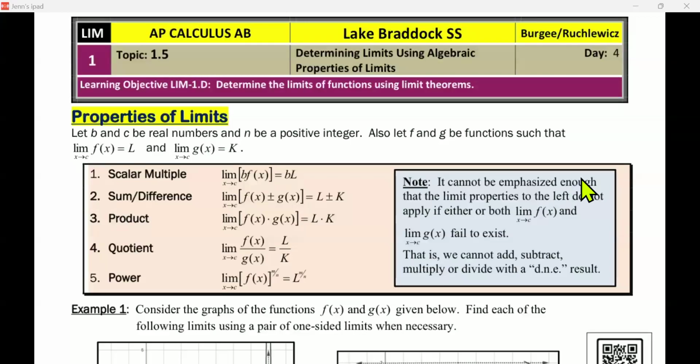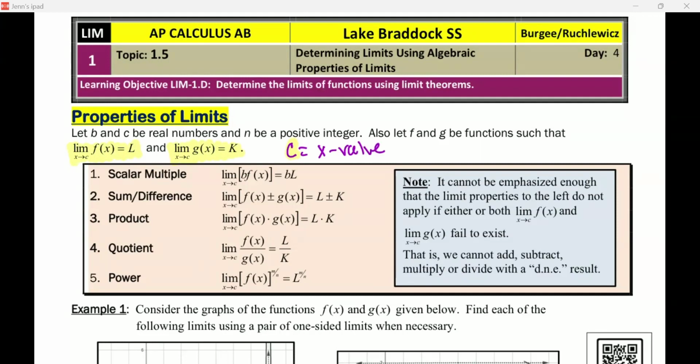So today we're going to discuss some properties and limits. Some of these you may have seen last year, some may be new to us. So let's take a look first at this particular situation. The limit as x approaches c of f of x is equal to L, and the limit as x approaches c of g of x is equal to k. Again, c is just an x value.